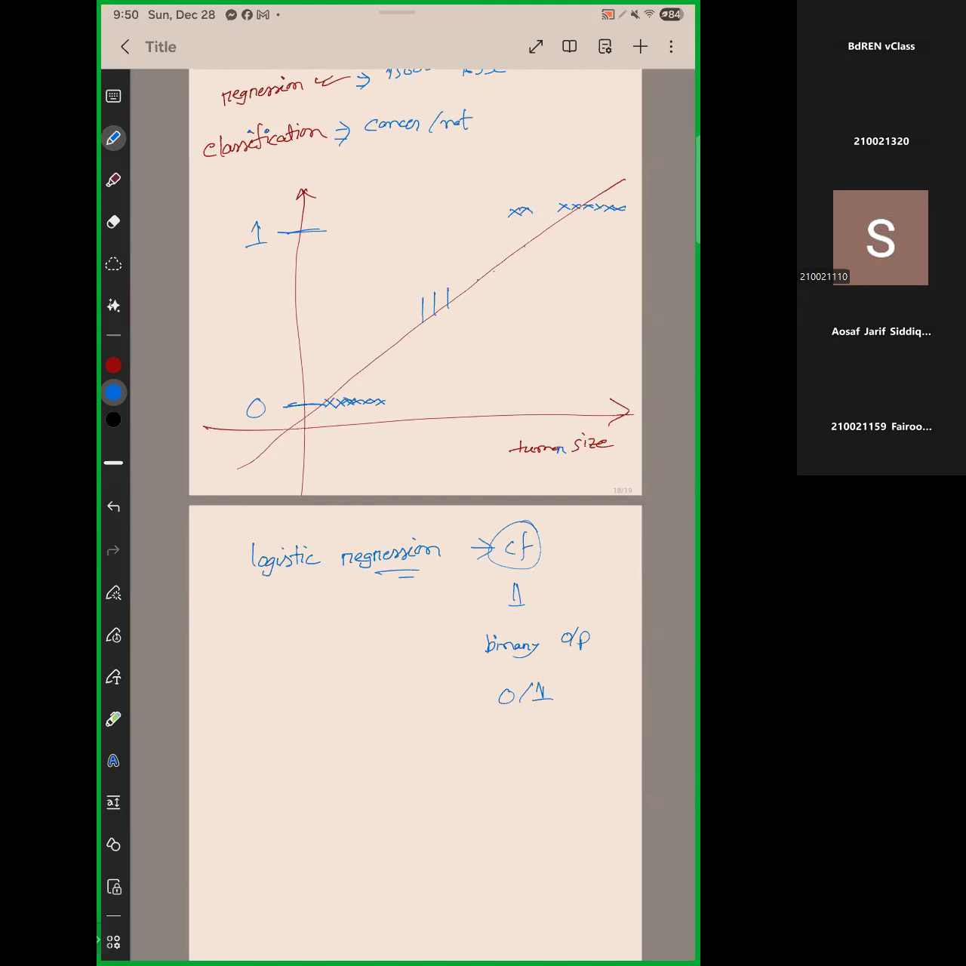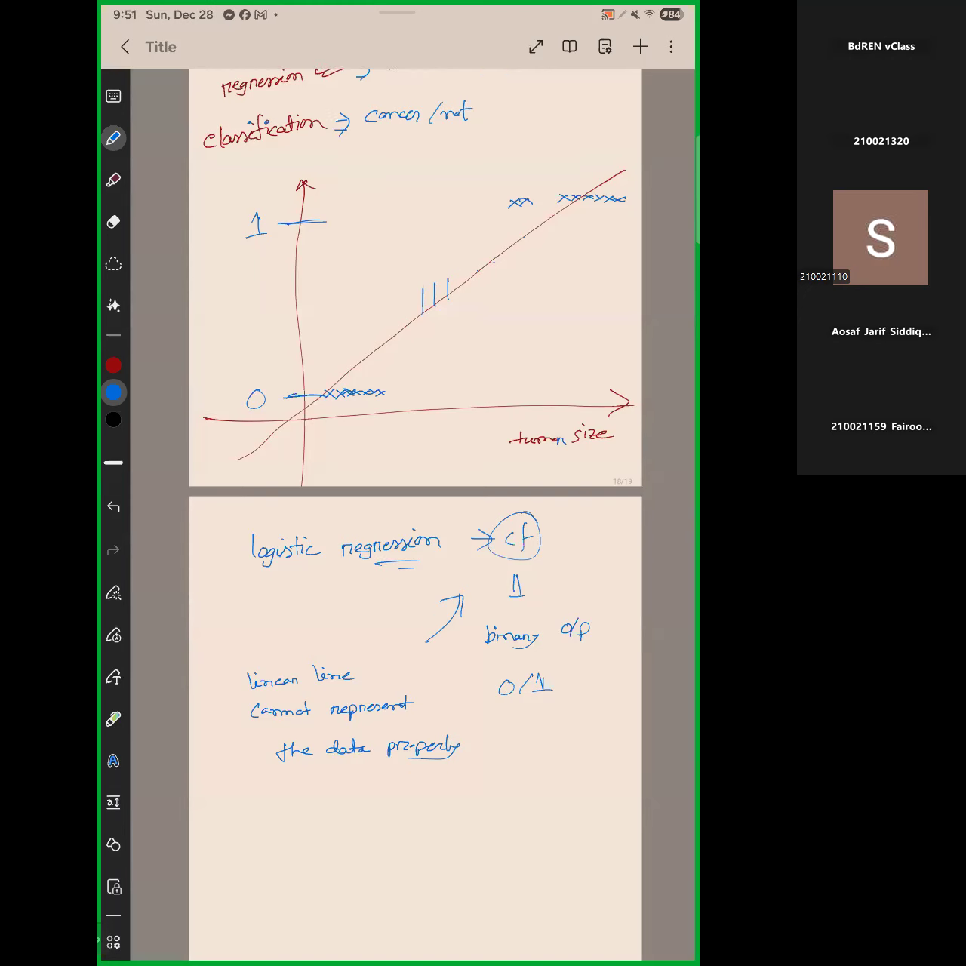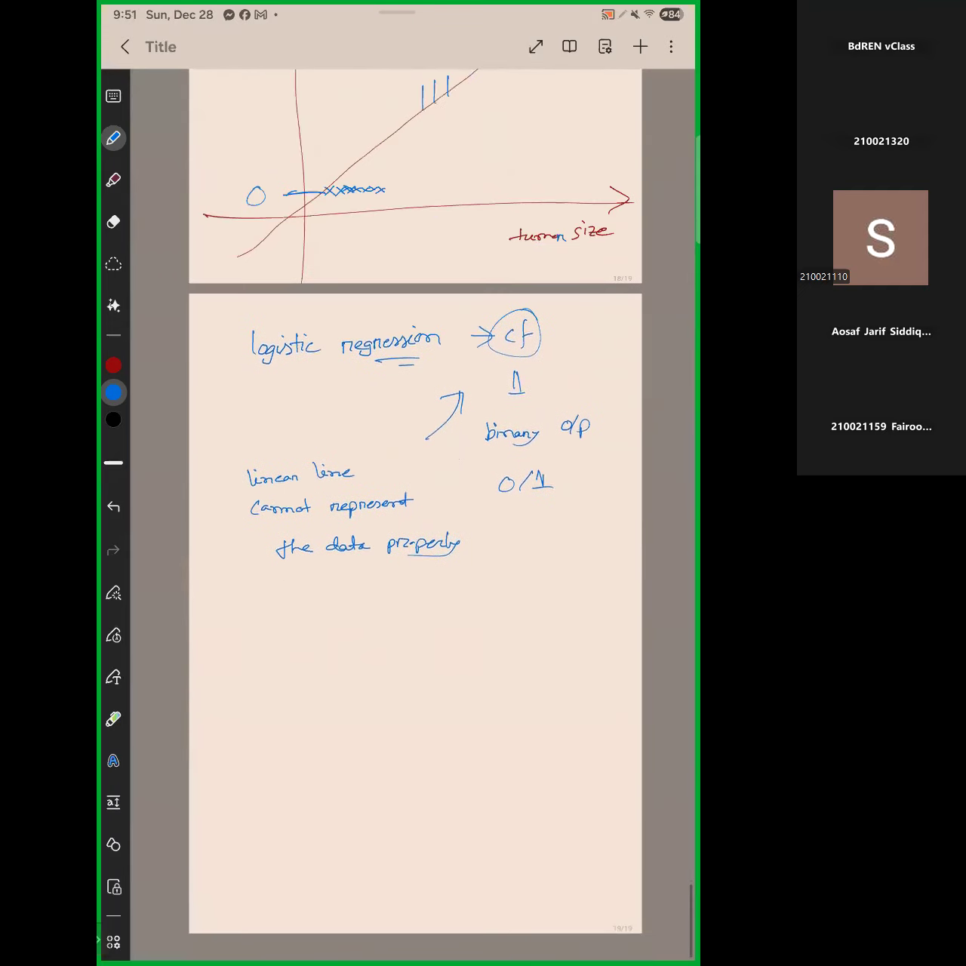Since in classification task the linear line cannot represent the data properly. Okay, so linear line basically cannot represent the data properly, so we have to go for something a little bit different. How so? Let's see.